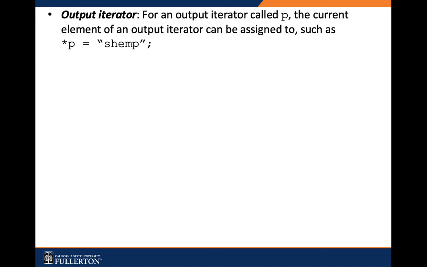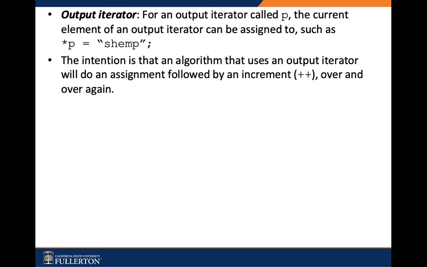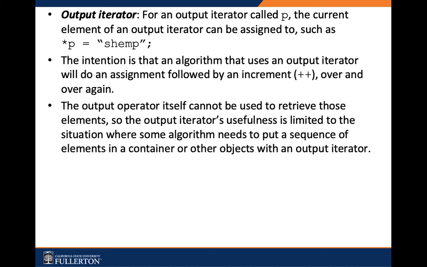For an output iterator called P, the current element of an output iterator can be assigned to, such as star of P equals and then the element shape. The intention is that an algorithm that uses an output iterator will do an assignment followed by an increment over and over again until it reaches the end. The output iterator itself cannot be used to retrieve those elements. So the output iterator's usefulness is limited to the situation where some algorithm needs to put a sequence of elements in a container or other objects using an output iterator.